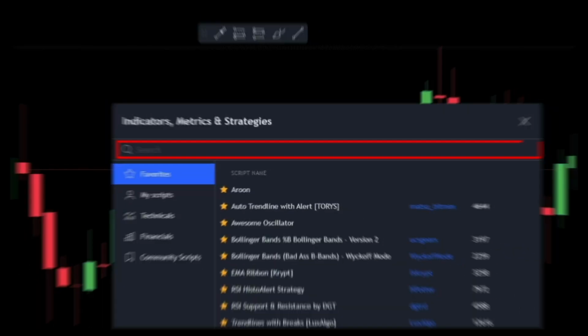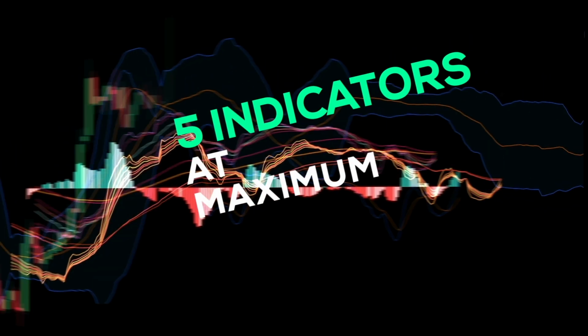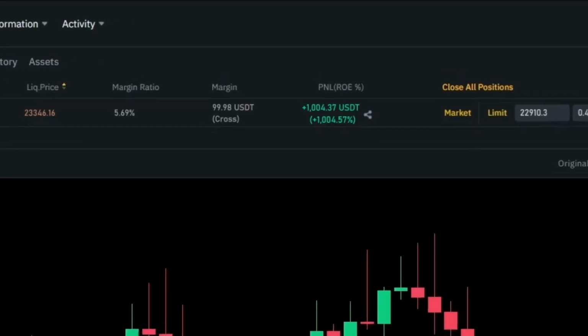Yeah, there are plenty of good indicators out there that you can use to generate good signals, but my advice to you is to use as few indicators as possible to avoid confusion. Me personally, I use 5 indicators at max, and the most important thing is the strategy that you use.